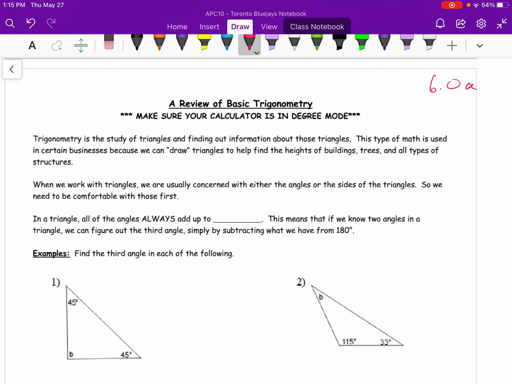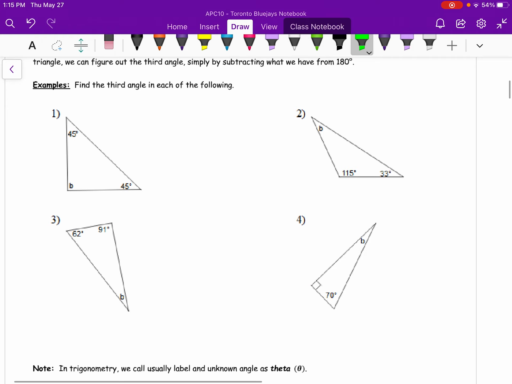So a basic review of trigonometry is, number one, you have to ensure that your calculator is in degree mode. Otherwise, you're going to get a lot of nonsense out of your calculator. I'm just going to save you the trouble. One property of triangles is the sum of all angles is 180 in a triangle.